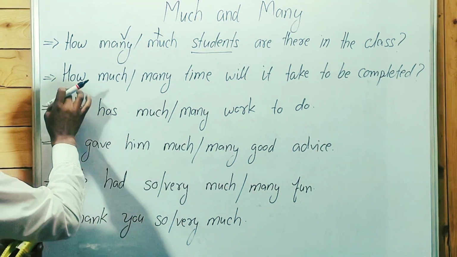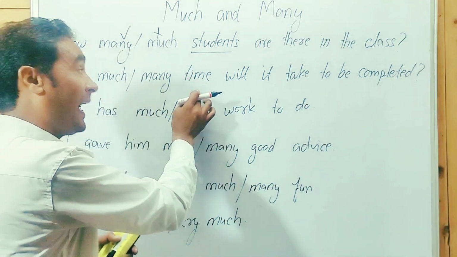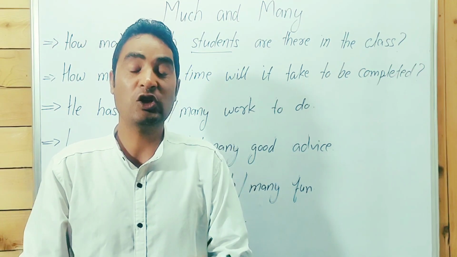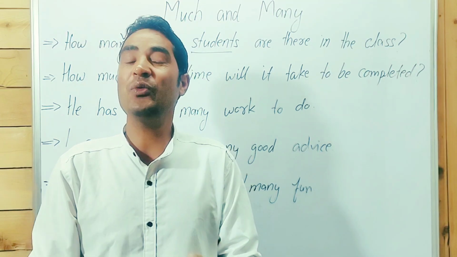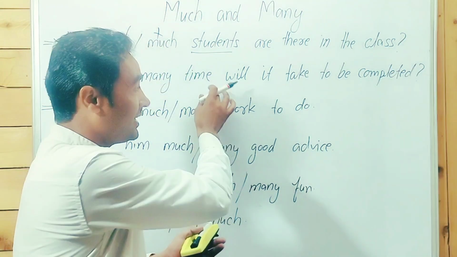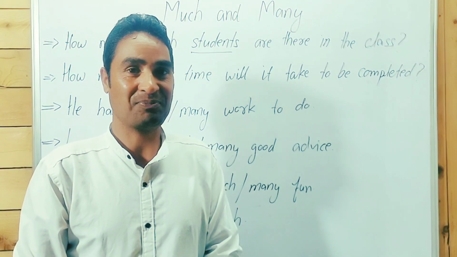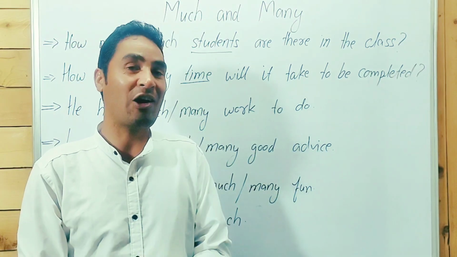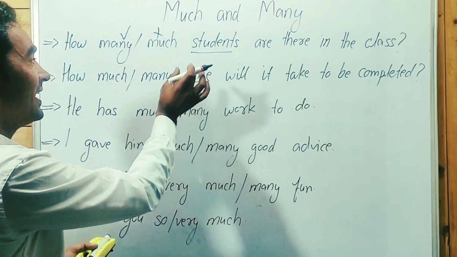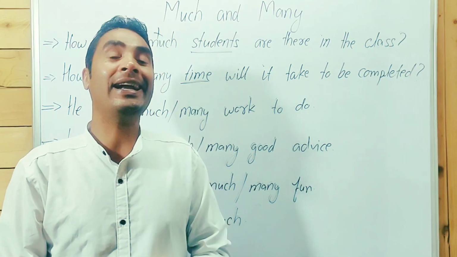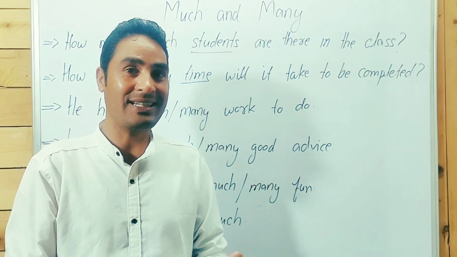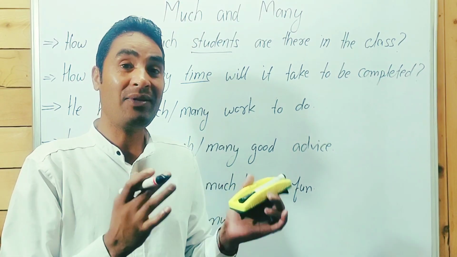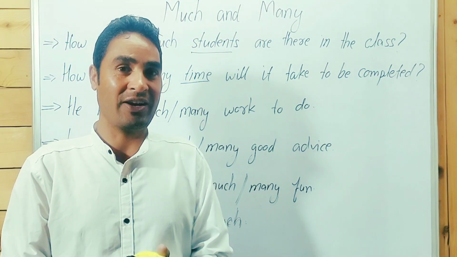And in the second sentence, how much or how many time will it take to be completed? How much time will it take to be completed, or how many time? I'm so sorry. So guys, point to be noted, time can be used as both a countable and an uncountable noun. But here in this sentence, time has been used as an uncountable noun. What do I mean by that? Time can be written as a countable and an uncountable noun.